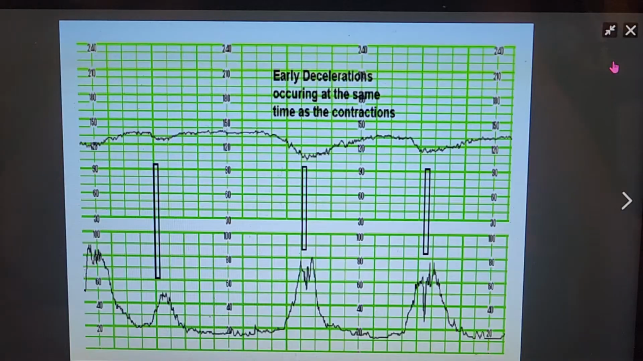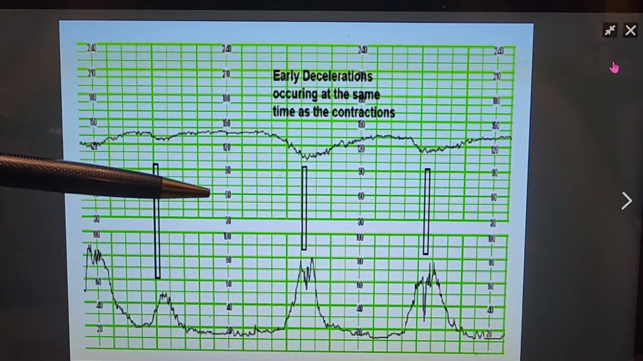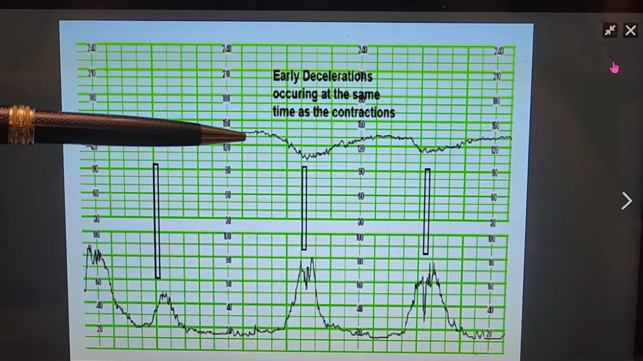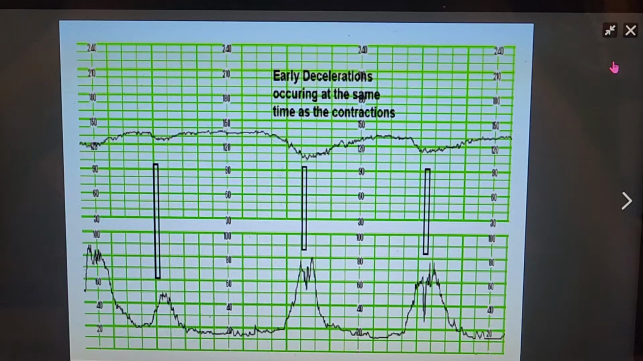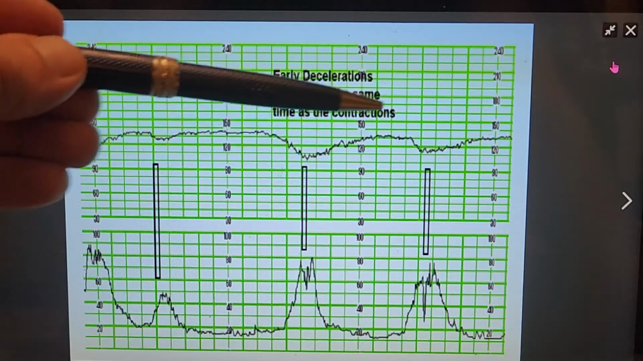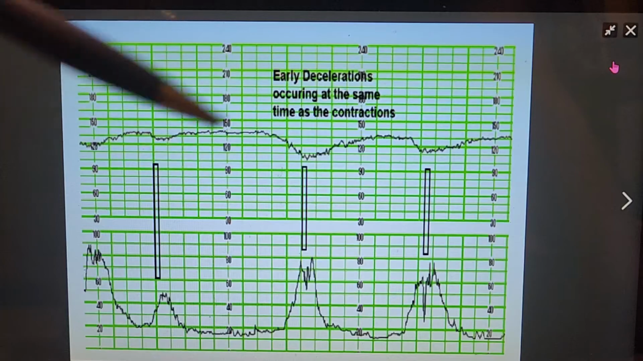The baseline in this strip, you can see the fetal heart is between 120 and 150, so this is roughly around 130 as a baseline. There is slightly decreased beat-to-beat variability. If you can see, it's not as zigzag as before in the previous case.